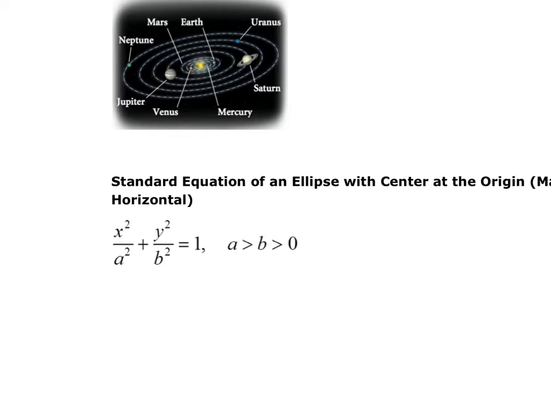Now a is the largest number, so whatever is the largest number is going to tell you where your major axis is running parallel to. In this case, a is the larger number, and it is underneath the x. So because a is the larger number and it's divided into the x part, that tells me that my foci and my major axis are along the x-axis. Okay? So let me say that again. Because my larger number is a, and it's underneath the x squared, that means my foci and my major axis are on the x-axis.